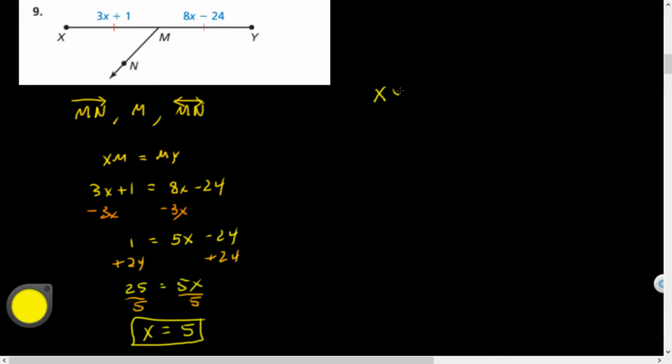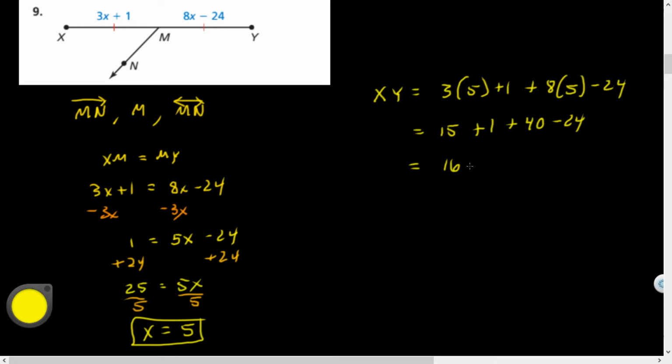If I want to find XY, that is going to equal XM plus MY, or 3 times 5 plus 1, plus 8 times 5 minus 24. So let's see, order of operations. Here we go. Looks like 16, and then I'd add the 40, so we'll call that 56, minus 24. 56 minus 20 would be 36, minus 4 is 32. So I believe 32 is the length of XY.